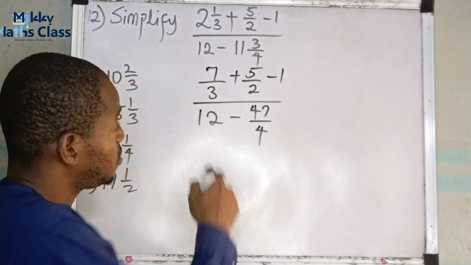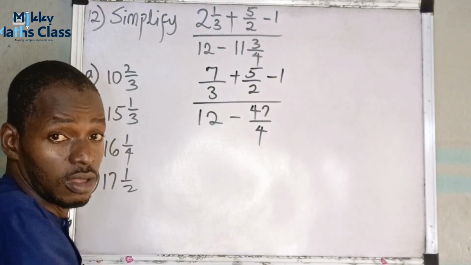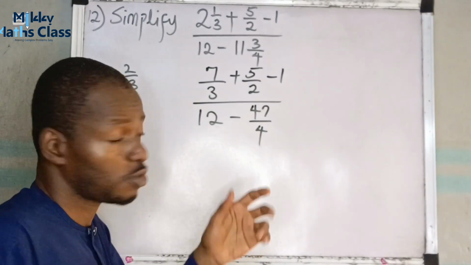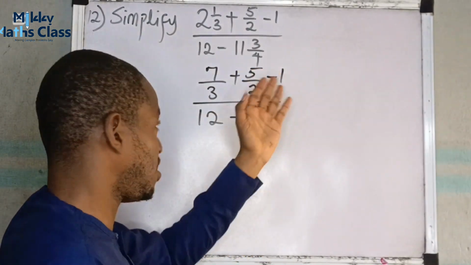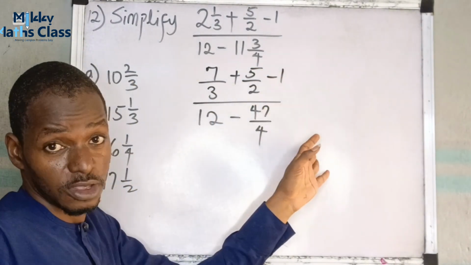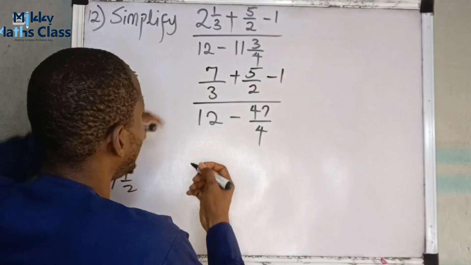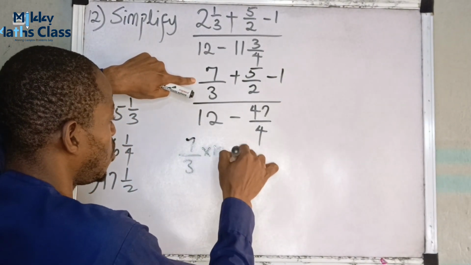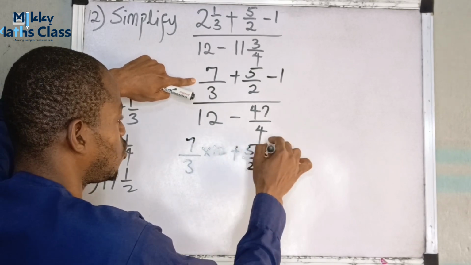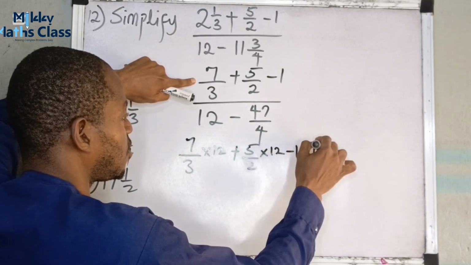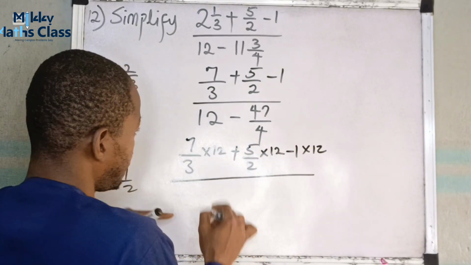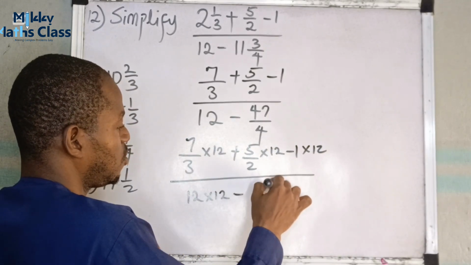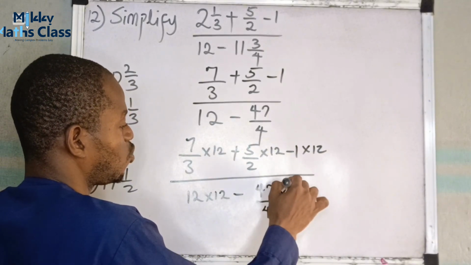Something is common. This is 3, this is 12, this is 4. We can take the LCM. The LCM of 3, 4, and 2 is 12. So multiply each of the terms, the numerator by 12, the denominator by 12. So when we multiply by 12, this becomes 7/3 times 12 plus 5/2 times 12 minus 1 times 12 over 12 times 12 minus 47/4 times 12.